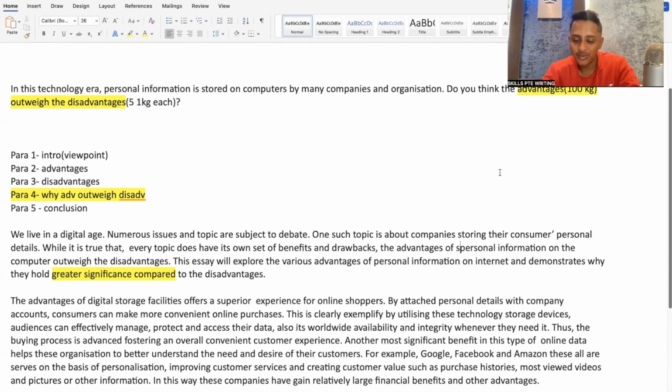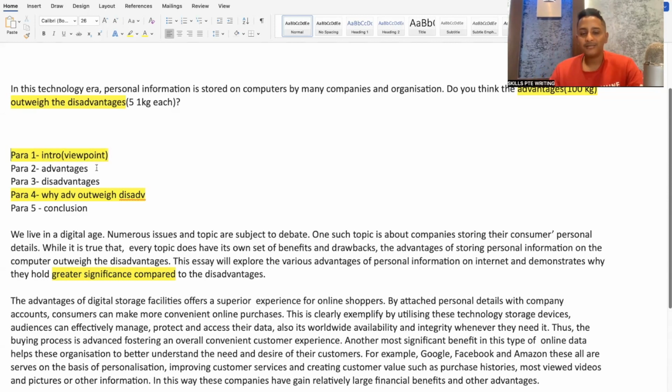Advantages of storing personal information on the computers outweigh the disadvantages. This essay will explore the various advantages and demonstrates why they hold greater significance compared to disadvantage. Intro is fine, done and dusted, no problem whatsoever.